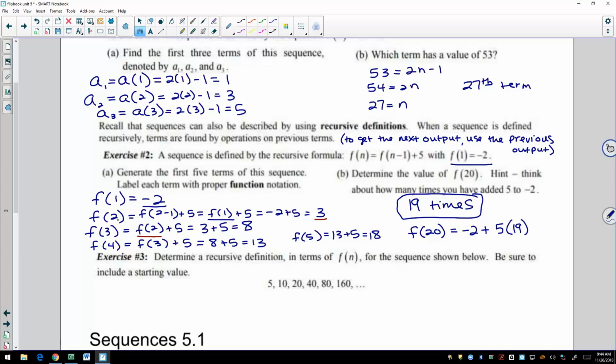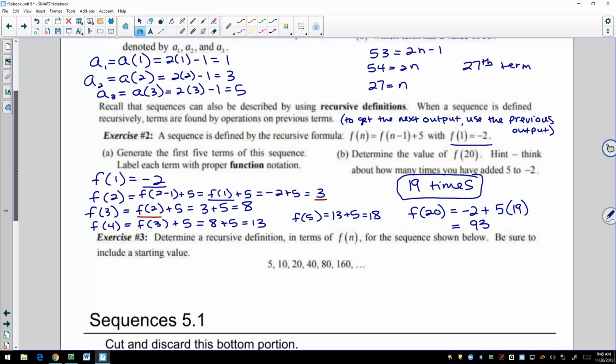Because remember, if you go back, to find f of 2, we added 5 one time. To find f of 3, we added 5 two times. So it was always 1 less than the term we were finding. So that turns out to be 93. So you could sit there and do it, but honestly, on the Regents, they'll probably give you some ridiculously large number, like f of 720. You don't want to sit here and do that up to 720.